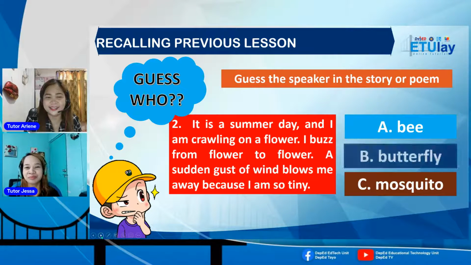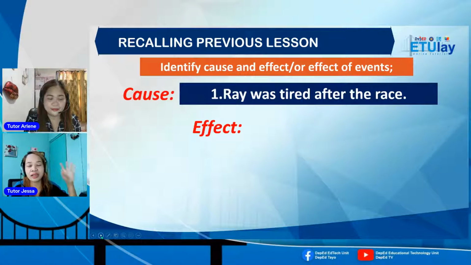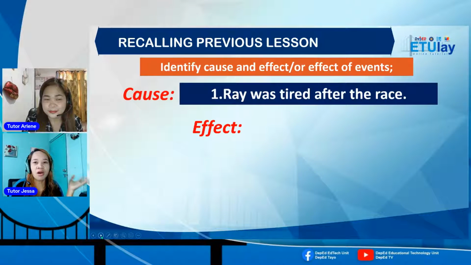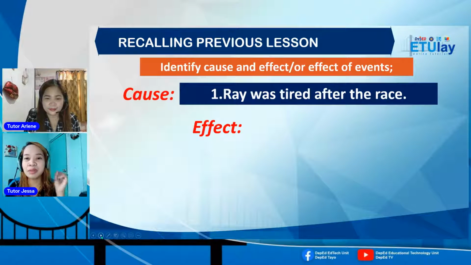Okay lang yan. All right, and eto na, we're going to play Tom and Jerry. Okay, so ang isasagot nyo lang sa atin for number 3, who said it right? Okay, so this game is entitled Who Said It Right? Is it Tom or Jerry? So we are going to identify the cause and effect or effects of given events. Okay, so let's have this one cause. The cause is Ray was tired after the race. What do you think will be the effect in this one?